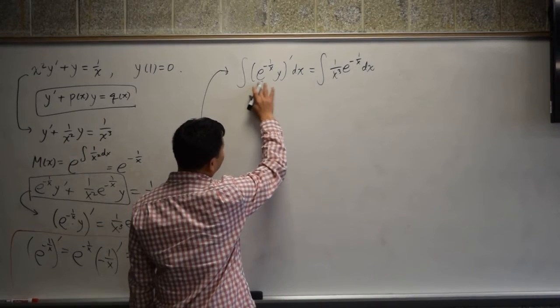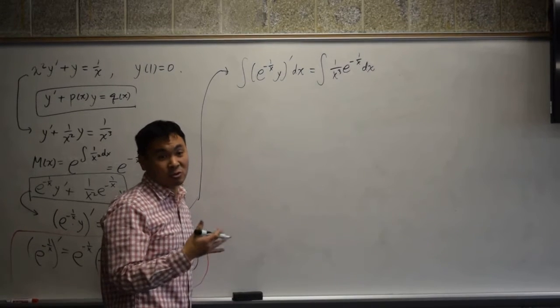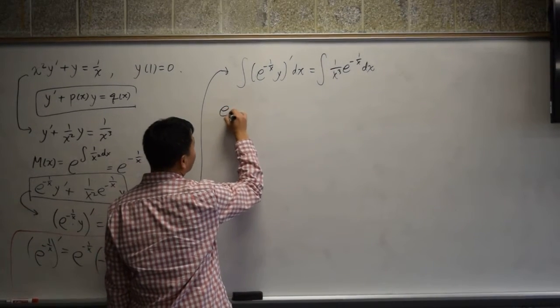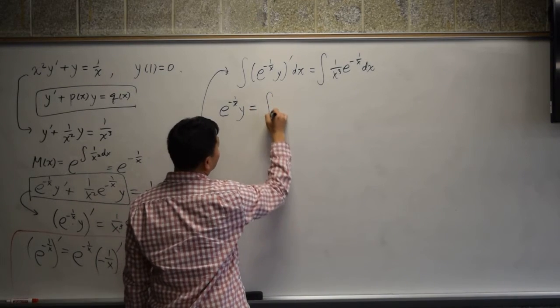The left side is easy. If you differentiate something and then integrate, they're like opposite operations, so they cancel. So the left side is just this. That's easy.